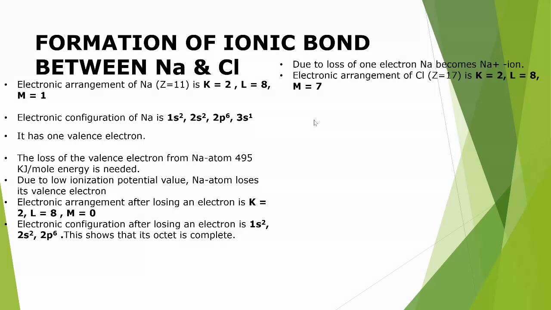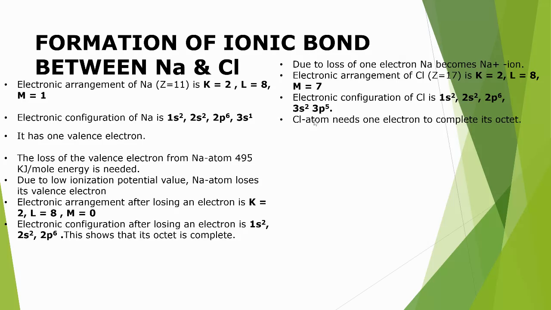Electronic arrangement of chlorine: 17 electrons, 7 valence electrons. It's K2, L8, and M7. Electronic configuration of chlorine is 1s2, 2s2, 2p6, 3s2, and 3p5. Chlorine atom needs one electron to complete its octet. The gain of one electron by chlorine atom releases 348 kilojoules of energy.